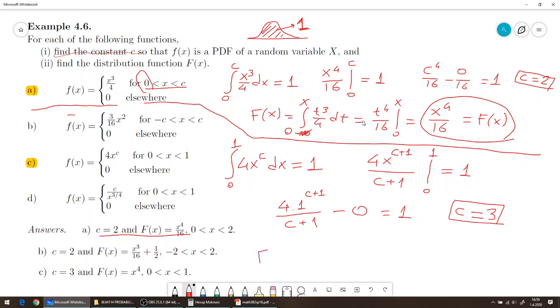and calculate uppercase F of x from minus infinity, but here I have 0 as a starting point, so write 0 to x. C is 3 for t cubed dt, that is equal to x power 4.